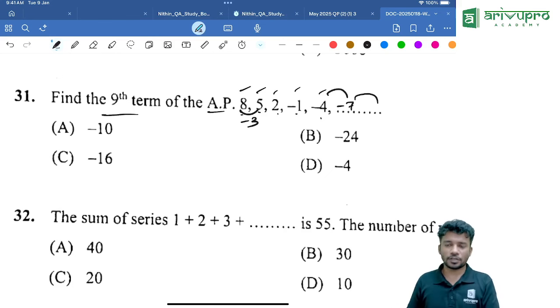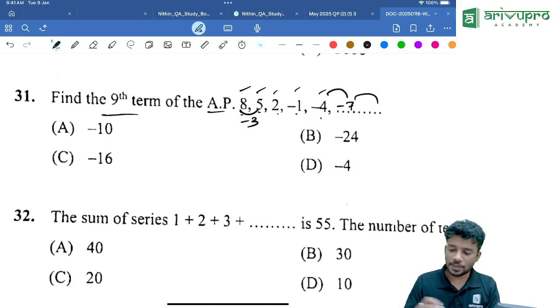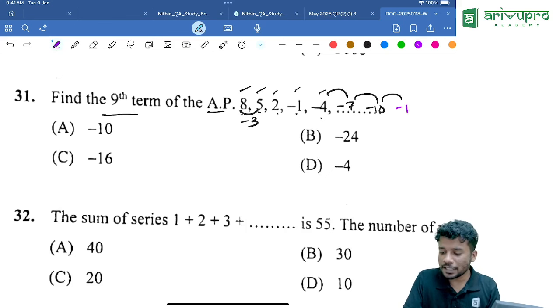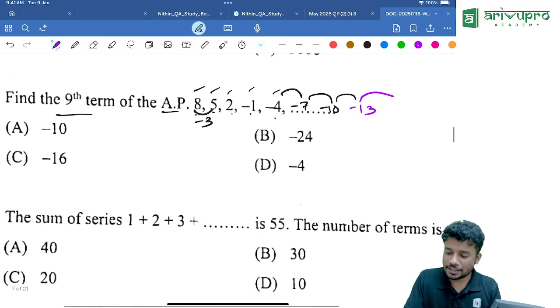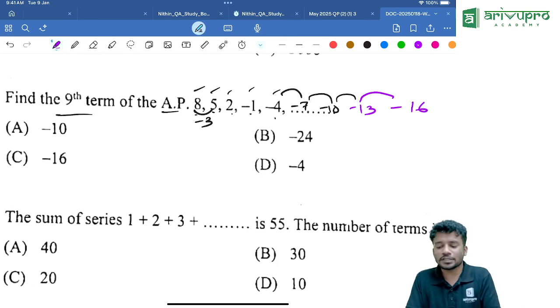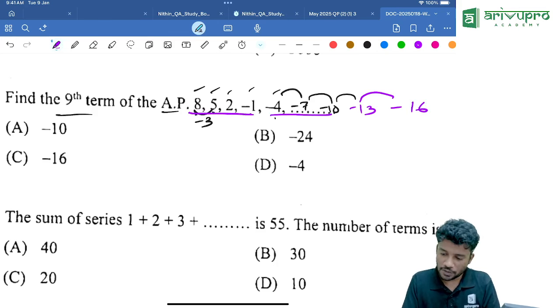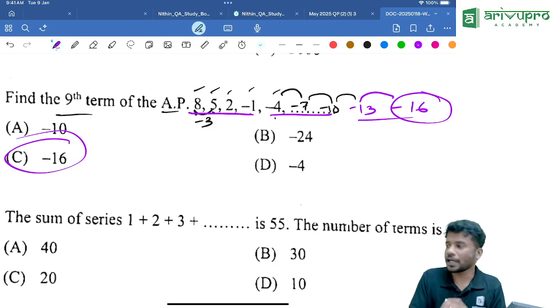Seventh term will be minus 7 minus 3, that is minus 10. Then the next term is minus 13. The next term is minus 16. That means what is our 9th term of the AP? Answer is minus 16.